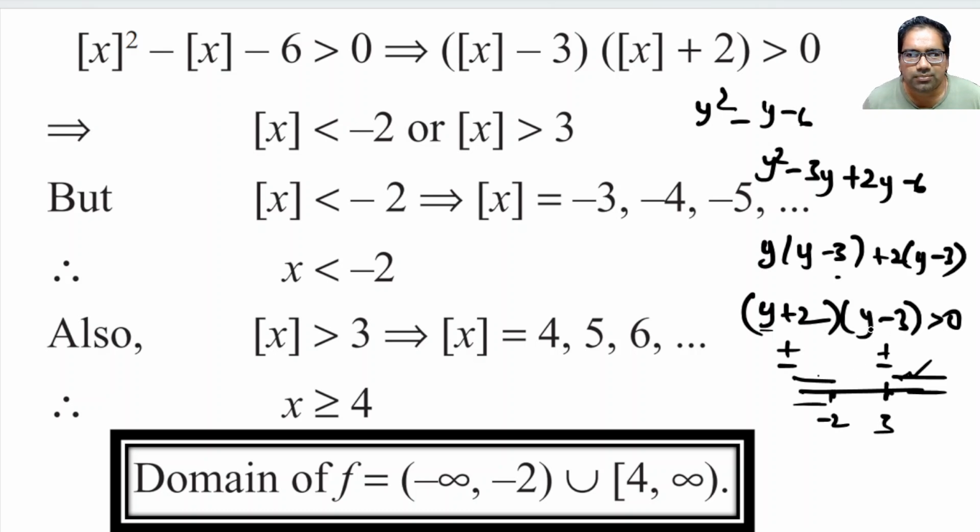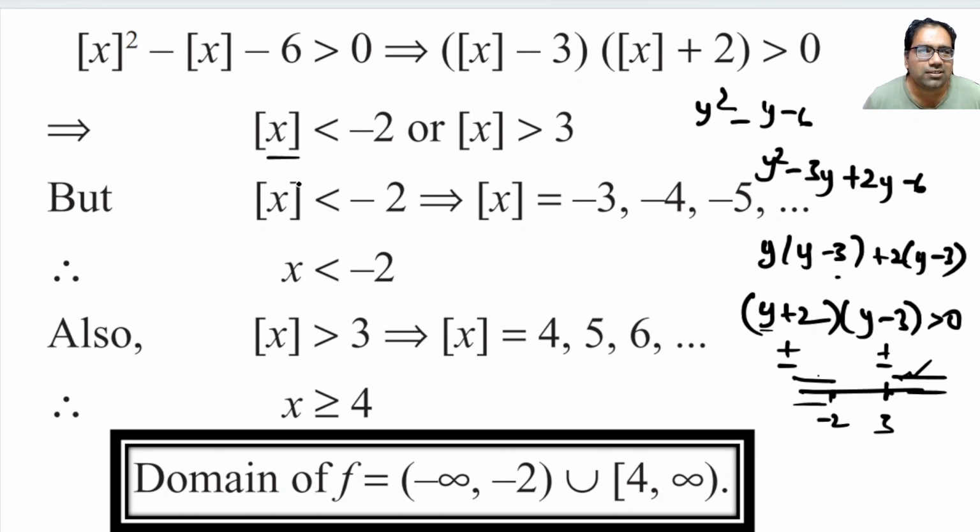If it is lying in between, then one of them is negative and one is positive. So y minus 3 will be negative and y plus 2 is positive, so it doesn't work. For example, if y is 0, this becomes minus 3 and this becomes 2, which is negative. So y can be less than minus 2 or greater than 3. What is y? Y is our greatest integer function of x, which is less than minus 2 or greater than 3.